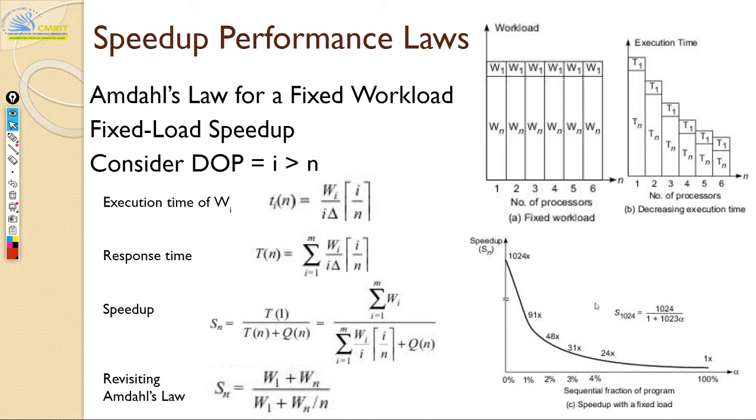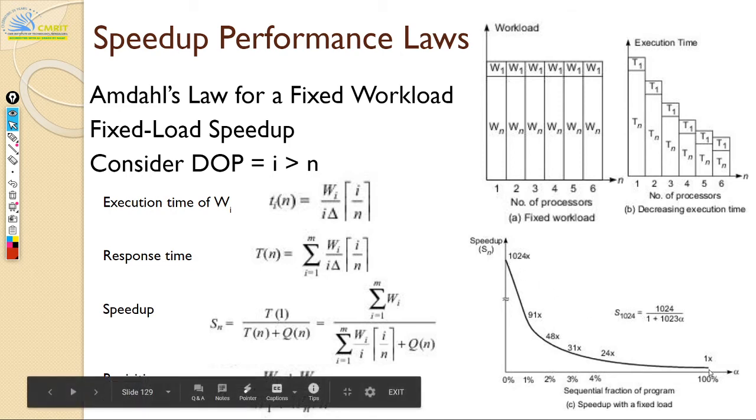On the other hand, the other extreme, if you have 100% alpha, it means there is no speed up for you, because your program is completely 100% sequential, so it doesn't matter how many processors. Even if you have 1024 processors, your speed up will still be the same. You will just have 1x speed up. Then you have this curve like this. So this is how the Amdahl's law curve is going to look like. Clear?